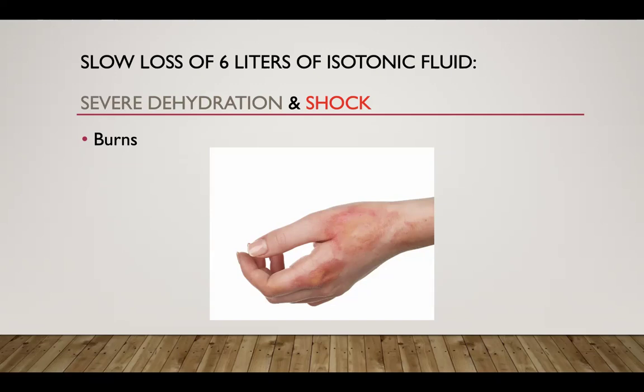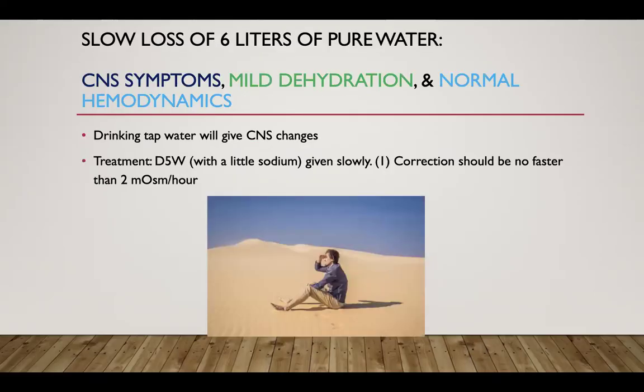And the main cause of this will be burns. So skin is a protective layer over our bodies, protects us from microbes and things like that, but it also protects us from losing fluid. It keeps the fluid inside of us. So burns weep and they lose a lot of fluid. So now, slow loss of 6 liters of pure water.